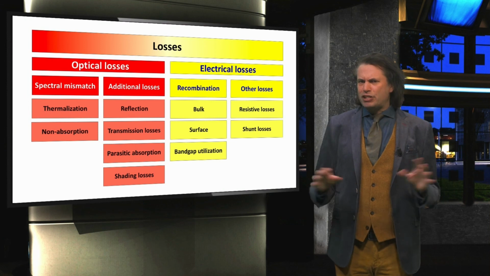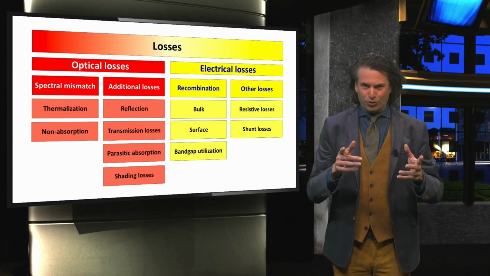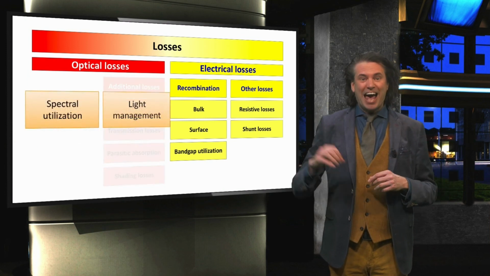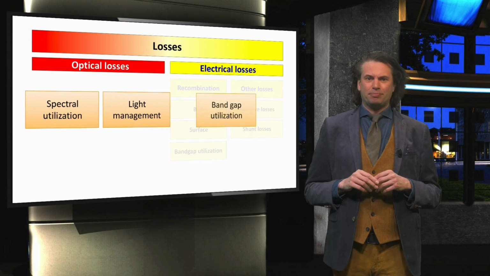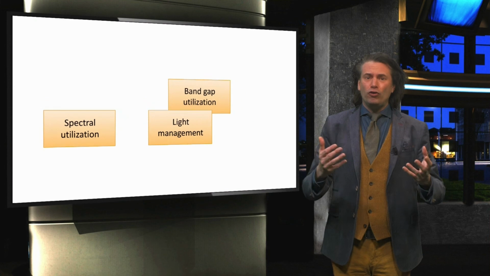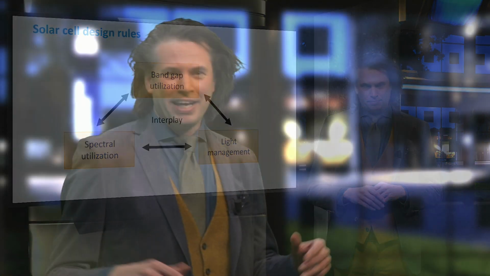The mitigation of these losses can be translated into 3 solar cell design rules, namely spectral utilization, light management, and band gap utilization. Designing any type of solar cell involves a delicate interplay between these 3 pillars. That concludes this PV1X summary.